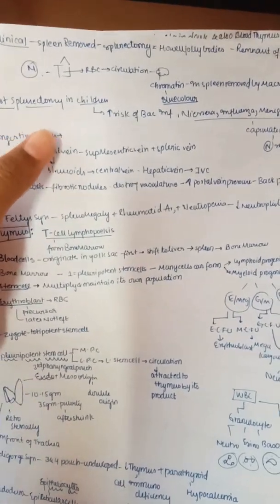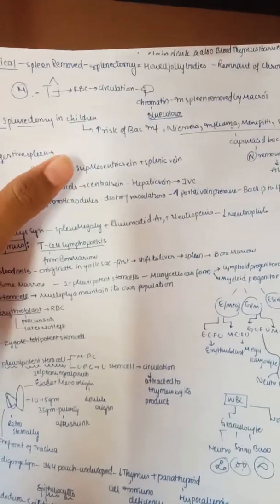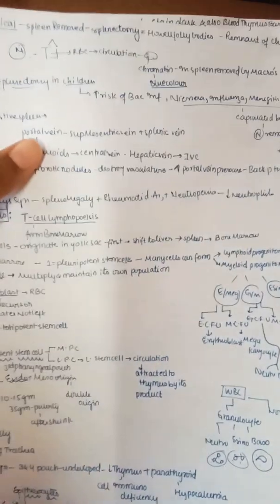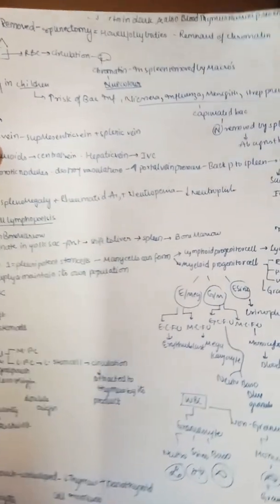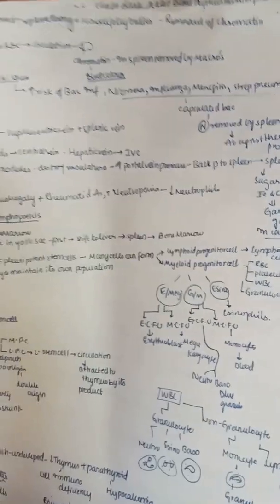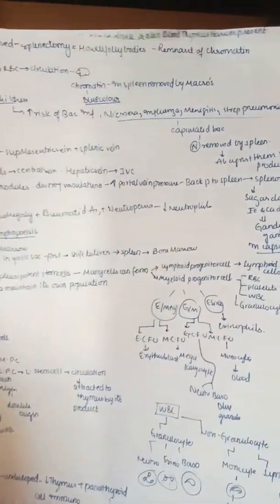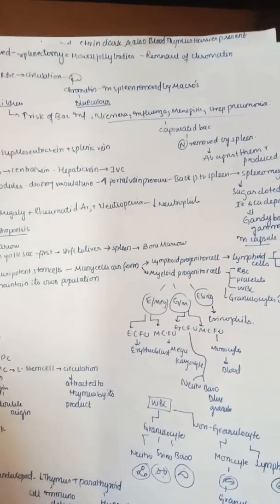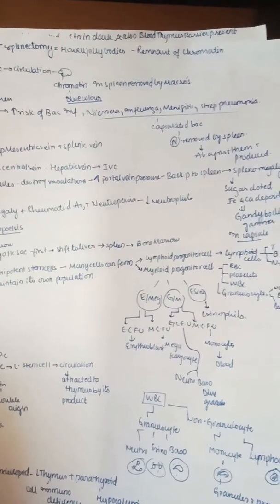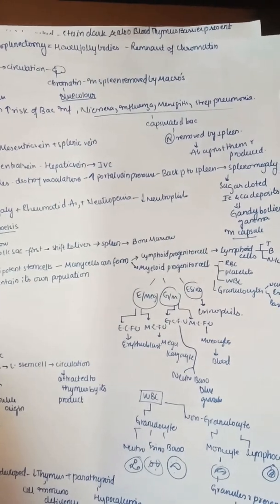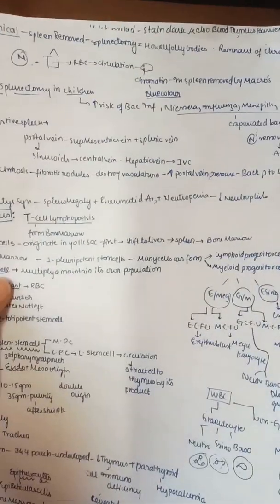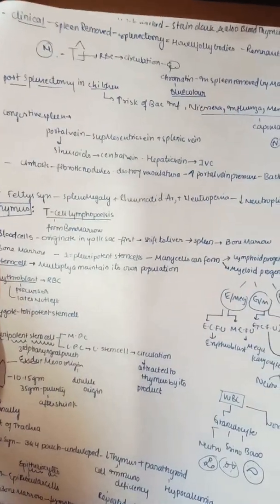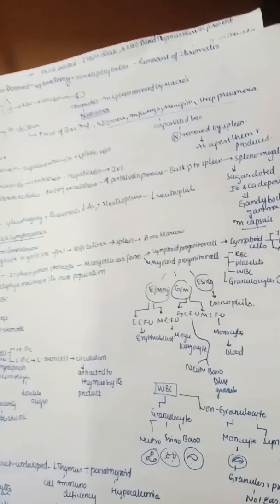Post splenectomy in children, whenever we remove the spleen, there is a risk of bacterial infections like Neisseria meningitidis, Haemophilus influenzae and Streptococcus pneumoniae. These are mainly capsulated bacteria. Normally the capsulated bacteria should be removed by the spleen, and antibodies against them are produced. So post splenectomy, these capsulated bacteria are not removed by the spleen, so they can affect them.